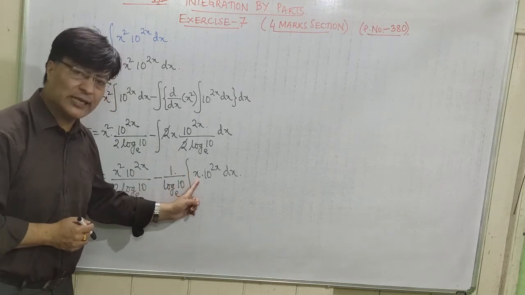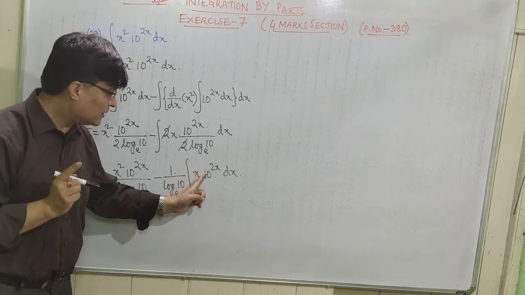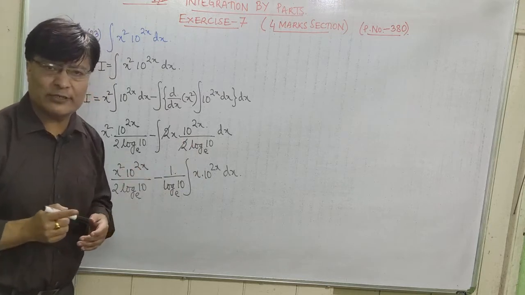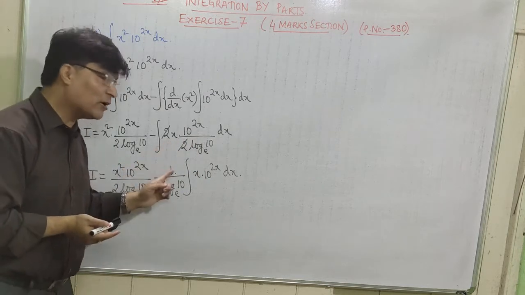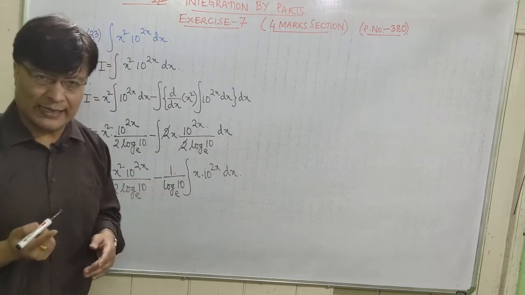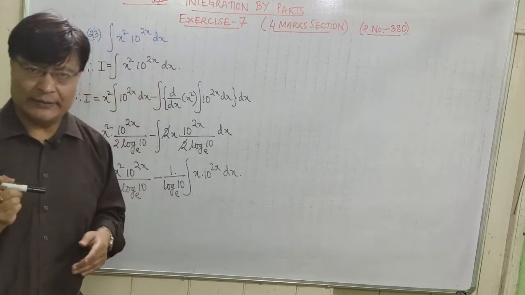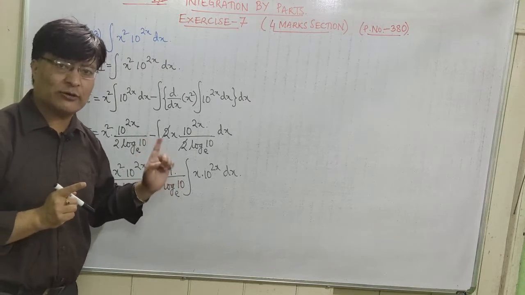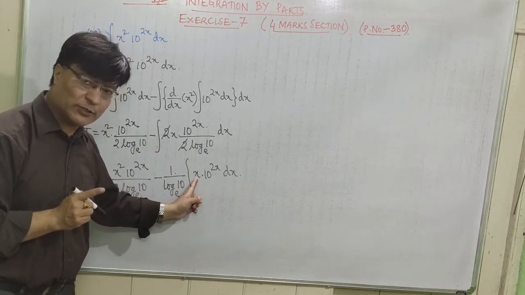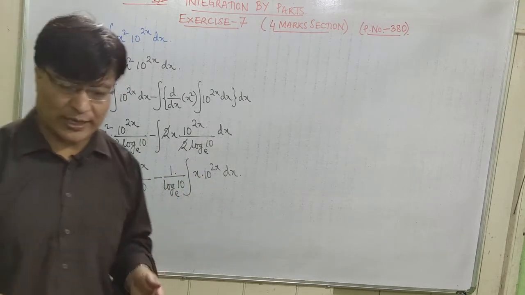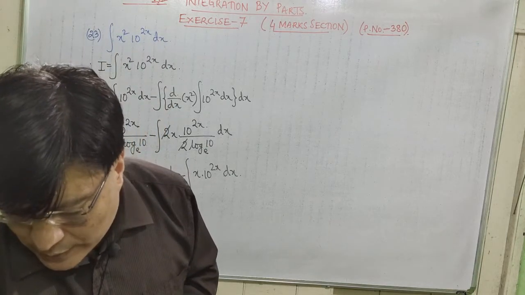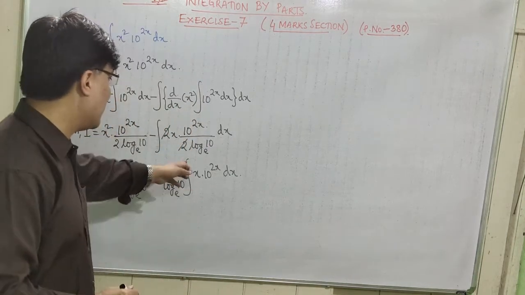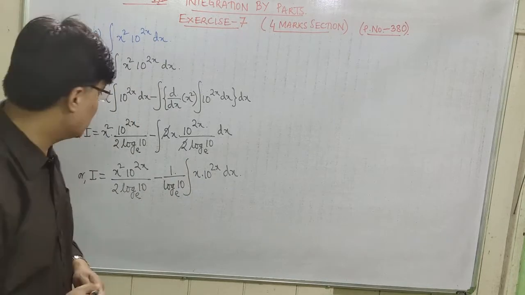Here also x is an algebraic function, that is A, and 10 to the power 2x you can take as an exponential function, that is E. Among these A and E, A comes first in the word LIATE or ILATE. So x is the first function and 10 to the power 2x is the second function. Okay, so let us use integration by parts for this integration.